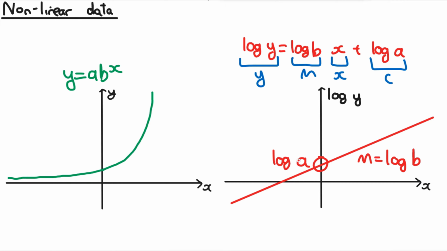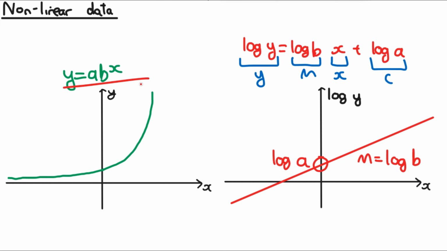So again, this is really, really useful because we've converted this to this by just changing what we're plotting. Here we're doing log y against x, and here we're doing y against x. And what we can do from this, using the y-intercept and the gradient, is find log of a, log b, and then we can find a and b for this equation here.